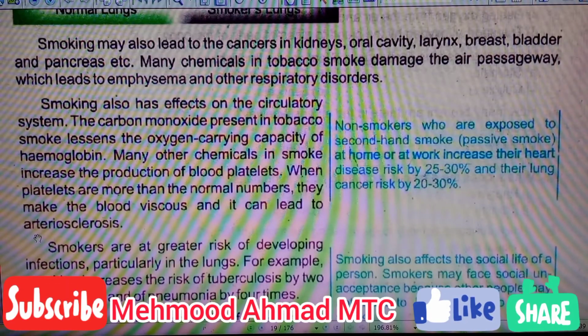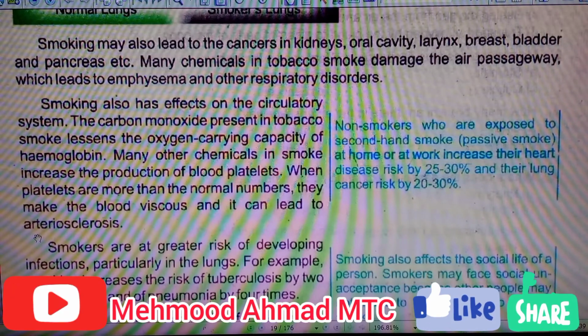Smoking may also lead to cancers in the kidneys, oral cavity, larynx, breast, bladder, and pancreas. Many chemicals in tobacco smoke damage the air passageway, which leads to emphysema and other respiratory disorders. Smoking also has effects on the circulatory system. The carbon monoxide present in tobacco smoke lessens the oxygen carrying capacity of hemoglobin. Many other chemicals in smoke increase the production of blood platelets.